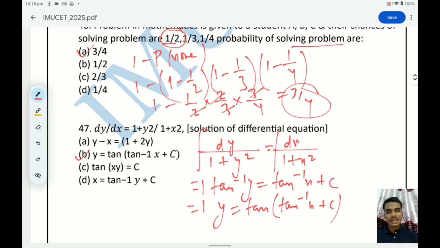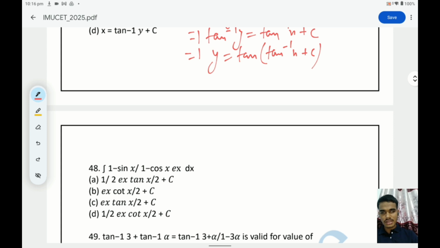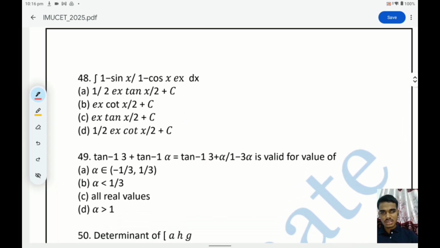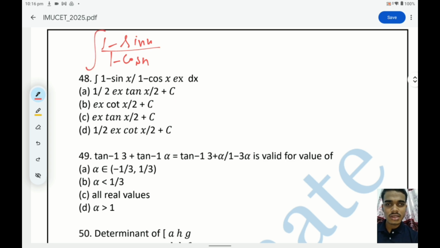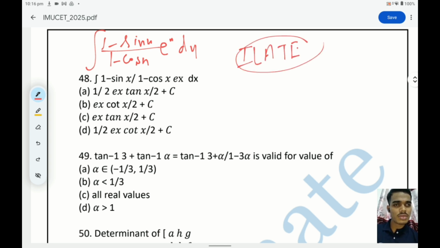Let's go for the next question, question number 48. And this is about this one. It is written here: integral of 1 minus sin x upon 1 minus cos x, times e to the power x dx. To solve it, we can go with the by parts method, that is by the highlight rule. That is too difficult, so solve this question by the options.